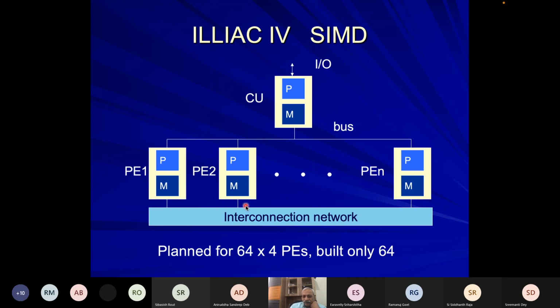An example of a SIMD computer is one where there is a single control unit which looks at instructions and interprets them. P is the processing part, M is the memory part. This also handles the I/O. And then you have these processing elements, each with their own P and M, connected through some interconnection network. They could operate independently, doing the same operation, as decided by the CU, on different data.